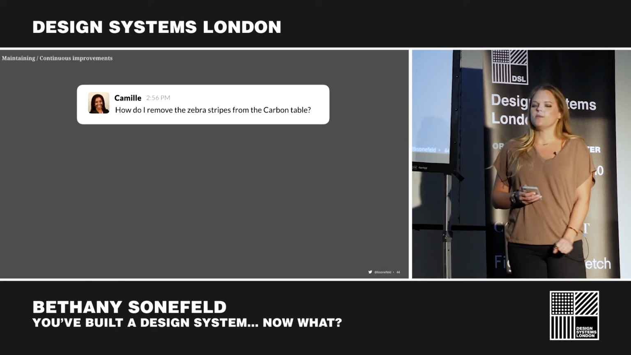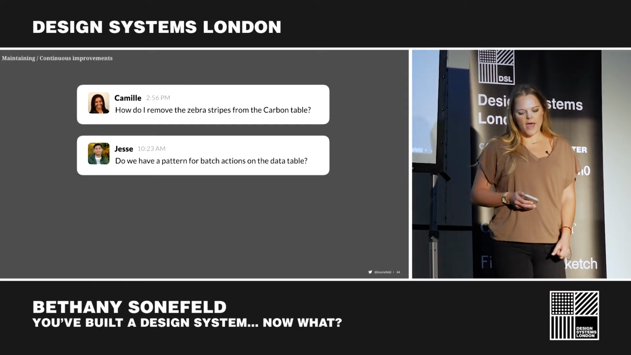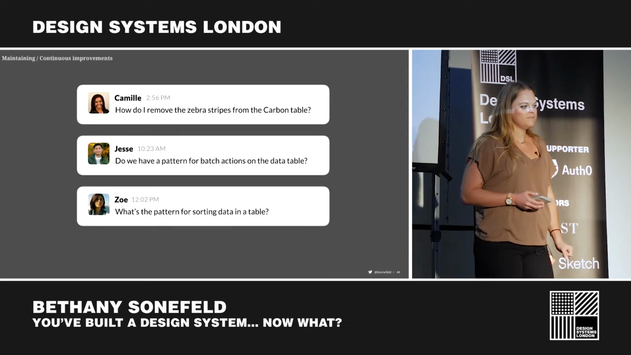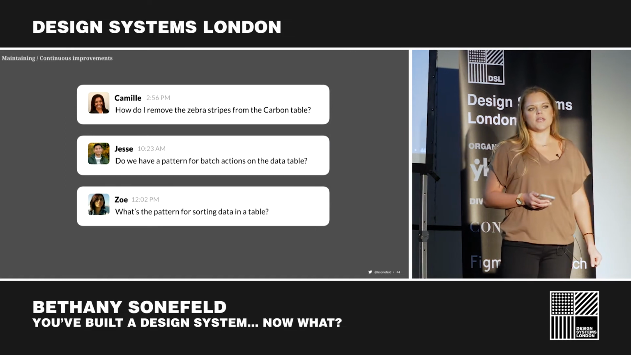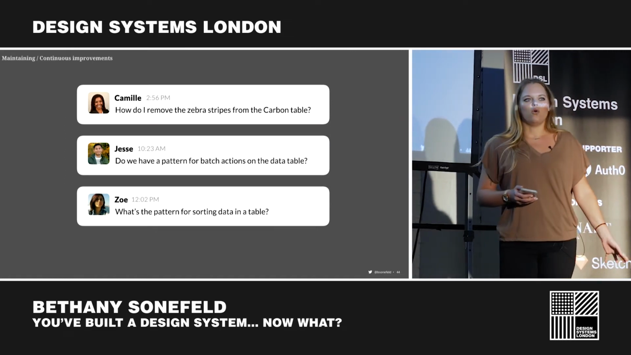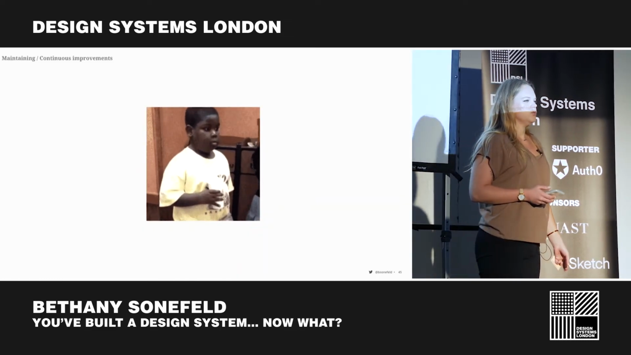How do I remove the zebra stripes from the Carbon table? Do we have a pattern for batch actions on the data table? What's the pattern for sorting in a data table? And I feel like our whole team kind of did one of these, like, oh, shit.